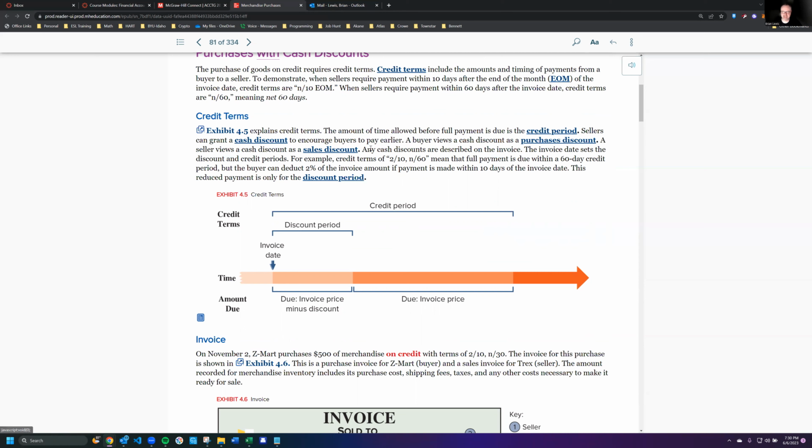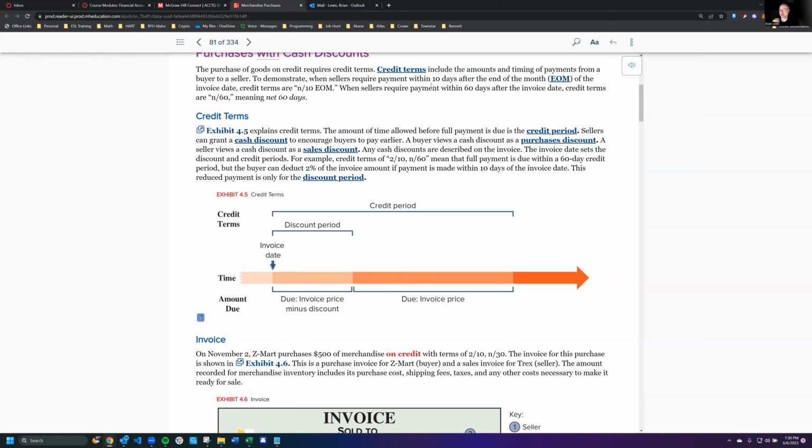Now, sometimes it just says net 30, meaning that you have to pay within 30 days. Right here, this says net 60 days. I guess they're using 60 days nowadays. In the past, we always had 30-day terms. Maybe people are getting a little loose on credit. I don't know.